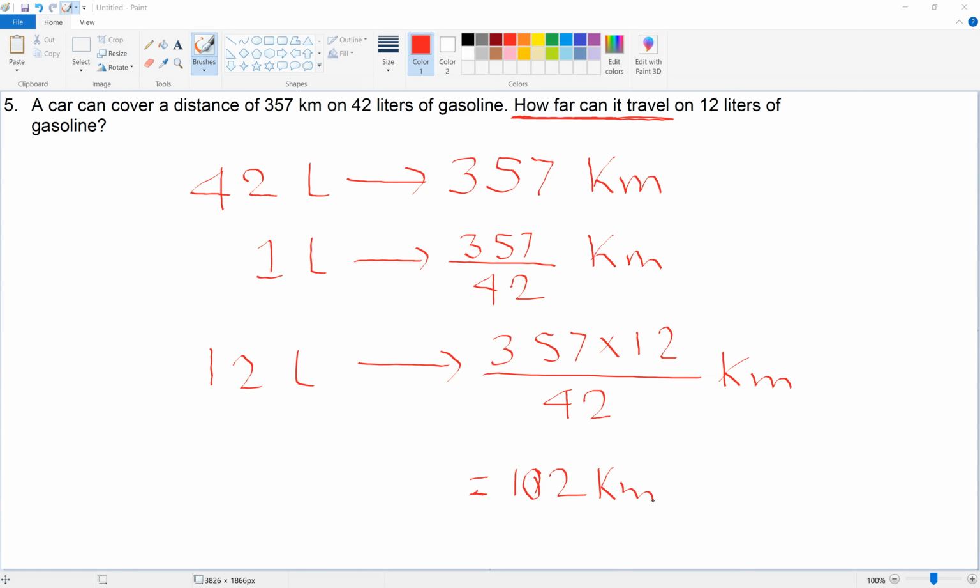Sanmish, do you understand the steps? You may have done it differently, but I'm trying to show you a structured way. First, look at the question. What is it asking for? That goes to the right. And then you find the unit, then you multiply. Three steps. Okay, thanks.